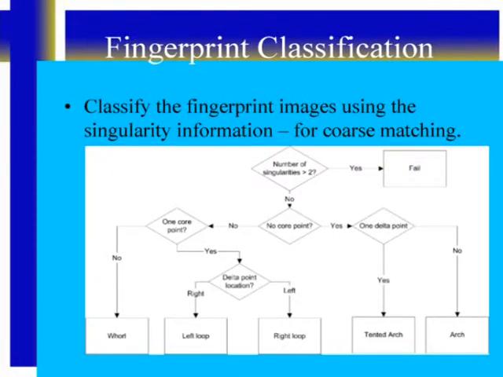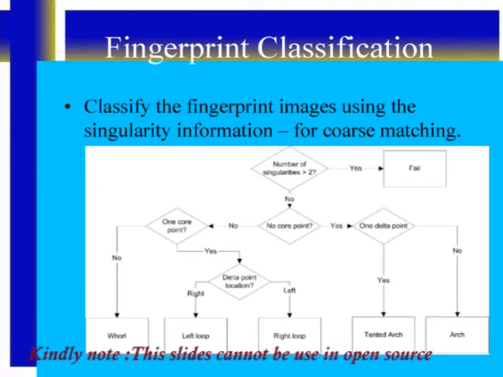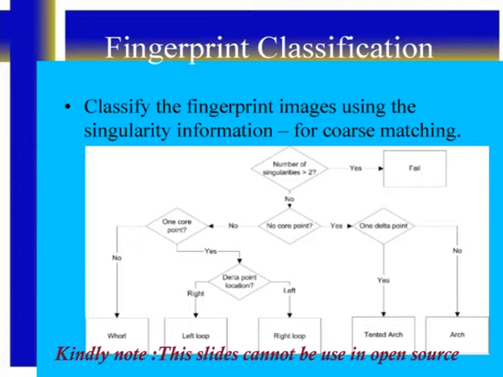Fingerprint images can be classified using singularity information for what is known as coarse matching. You can say how many singularities there are. If the singularities are not greater than 2, is there no core point? If there is one delta point, then you can say it's tented arch. Otherwise you can say right loop. Otherwise left loop. Otherwise whorl. Otherwise, you can say arch. These are the basic nomenclature.